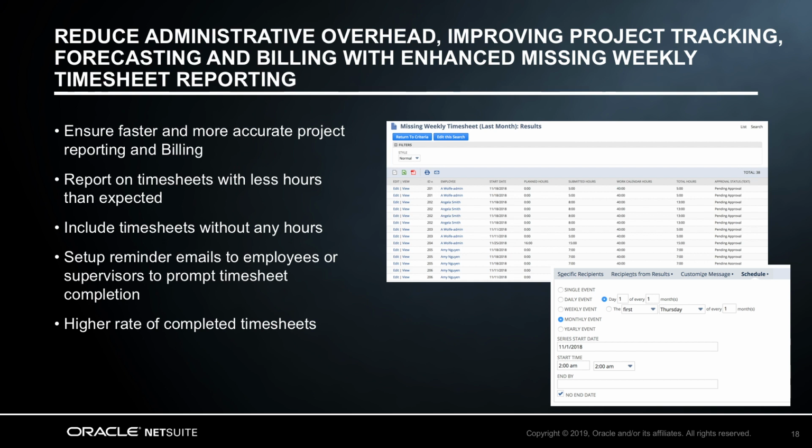Outstanding timesheets can be a roadblock to these important processes. As a result, in the 19.1 release, we've added additional capabilities and new information to the missing timesheet report, making it more helpful and meaningful to the user. In addition to reporting on timesheets with less hours than expected, users can now include timesheets without any hours. Reminders can also be automatically scheduled to prompt employees and their supervisors to encourage timesheet completion.